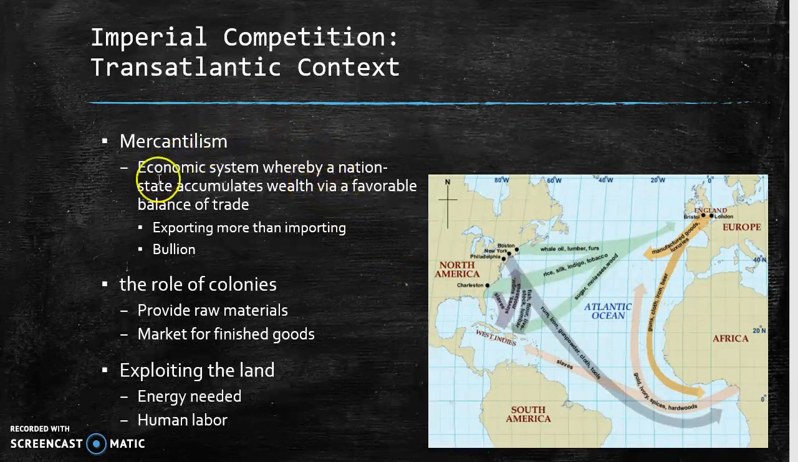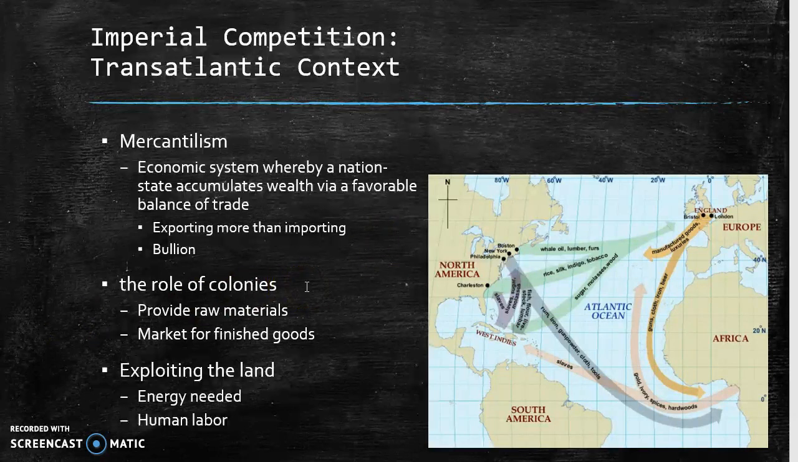The economic theory by which the European nations were making these decisions about colonization and imperialism was called mercantilism. And so here's an official definition of mercantilism for you, but what I want you to understand about mercantilism is that this is why the whole point of the colonies was to make money.